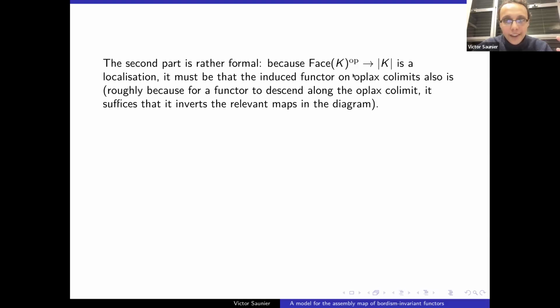So this is a rather formal argument, or rather the second part is. This fact that it's the cofiber of its fiber is extremely formal. Face K up to K, that's a localization. And localizations are very much related to colimits. And so the induced functor on oplax colimits also is a localization. One way to see this is that to descend along an oplax colimit, it's sufficient to invert all of the maps in the diagram that will become equivalences.